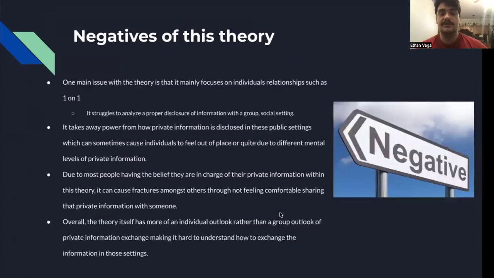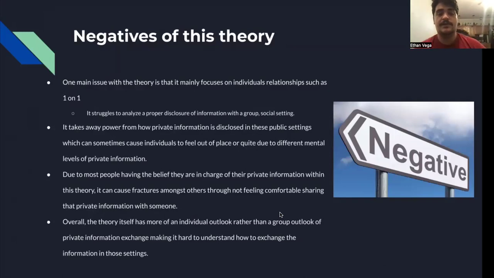One main issue with this theory is that it mainly focuses on individual relationship development, like one-on-one relationships and being able to open up in those, rather than group social settings. And I do feel it's incredibly important to understand how to navigate group social settings and how to interject your word and have your word respected. And also, not only doing that, but also getting to know somebody in depth through conversations in group settings, which can be much more daunting than one-on-one settings.